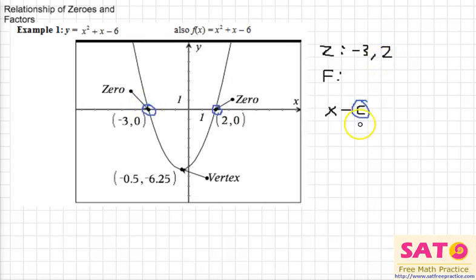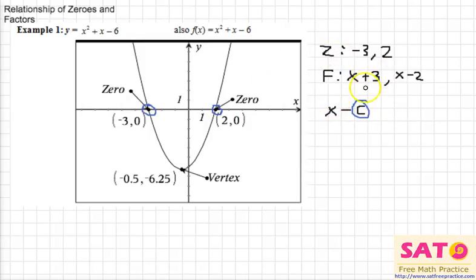So if we wanted to find the factors, we'd take the zeros and put them in here. Our first factor would be x plus 3 and x minus 2.